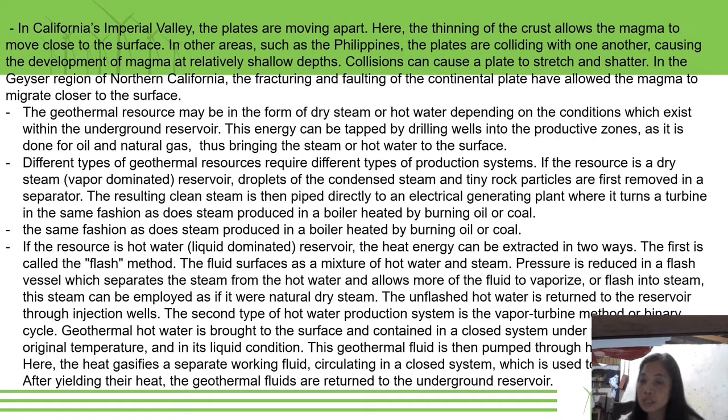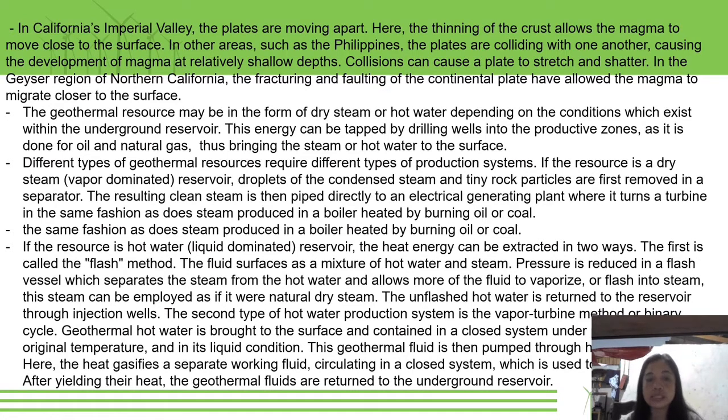If the resource is dry steam or a vapor-dominated reservoir, droplets of condensed steam and tiny rock particles are first removed in a separate vessel. The resulting clean steam is then piped directly to an electrical generating plant, where it turns a turbine in the same fashion as the steam produced in a boiler heated by burning oil or coal.